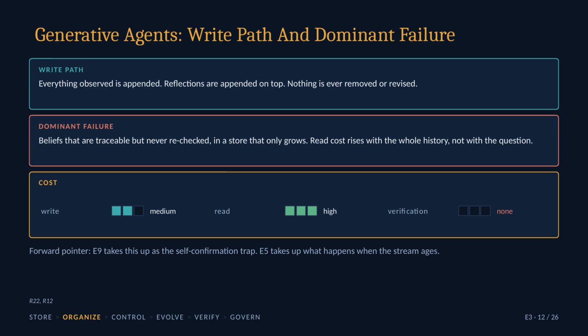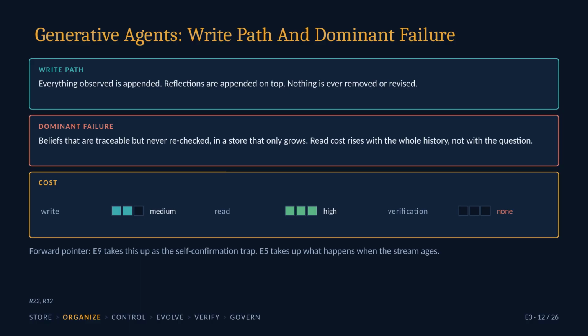The right path is the simplest of the 4: everything observed is appended, reflections are appended on top, and nothing is ever removed or revised. The dominant failure is a store of beliefs that are traceable but never rechecked, sitting in a corpus that only grows. Read cost climbs with the whole history rather than with the difficulty of the question.